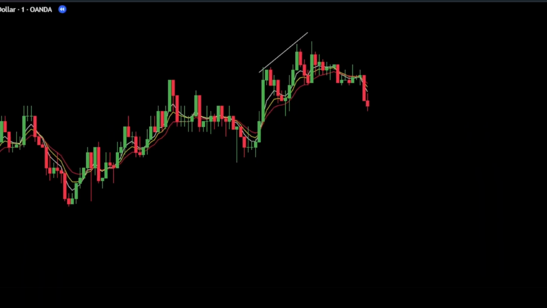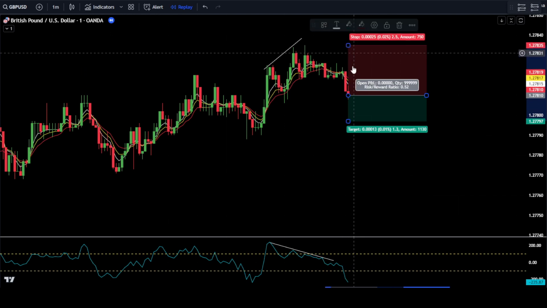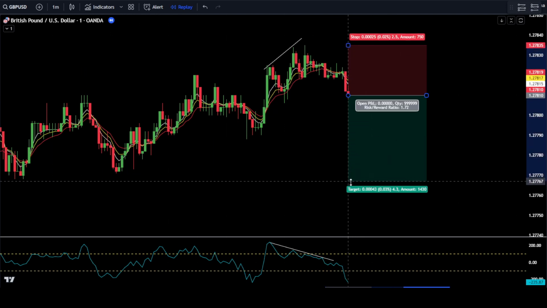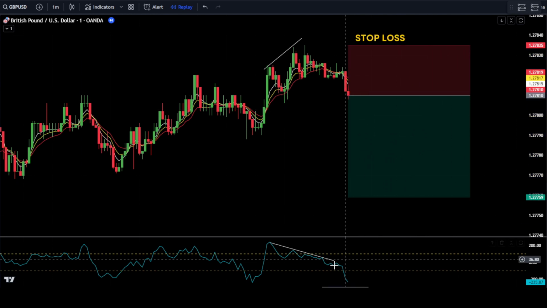After all is confirmed, you can enter a sell order after the bearish candlestick closes. Place the stop loss at the latest swing high. Use a take profit target with a risk and reward ratio of 1:2.